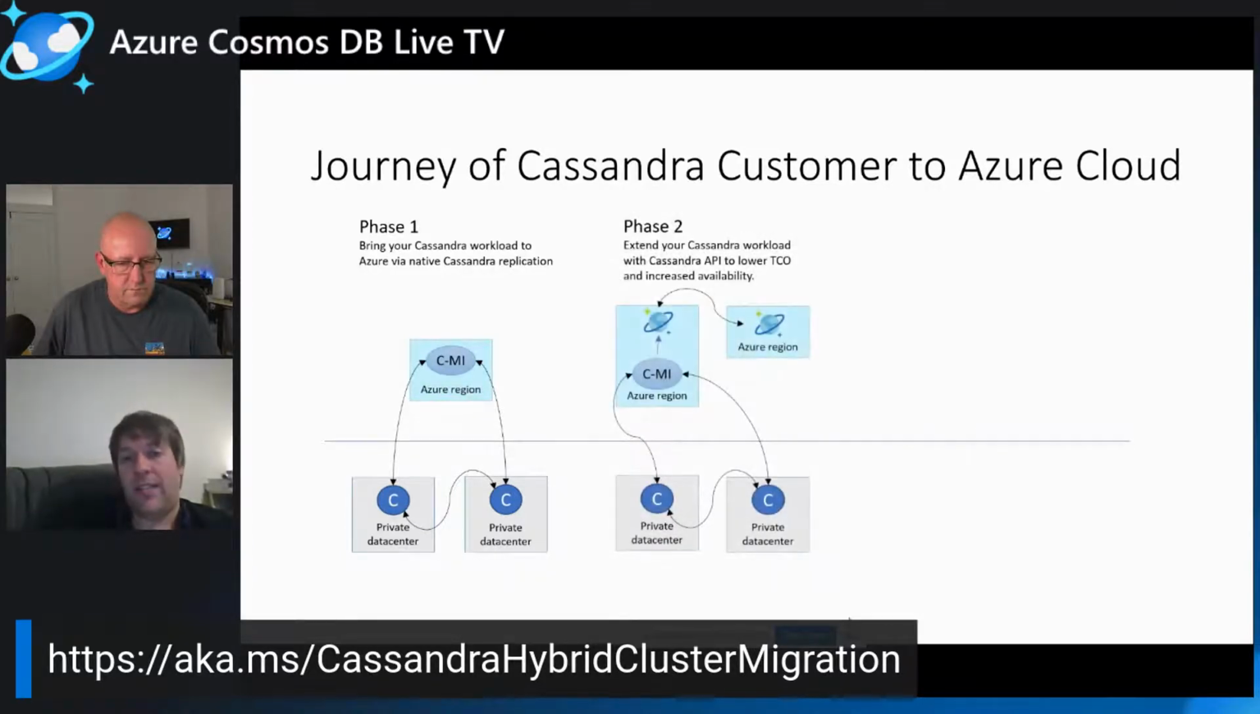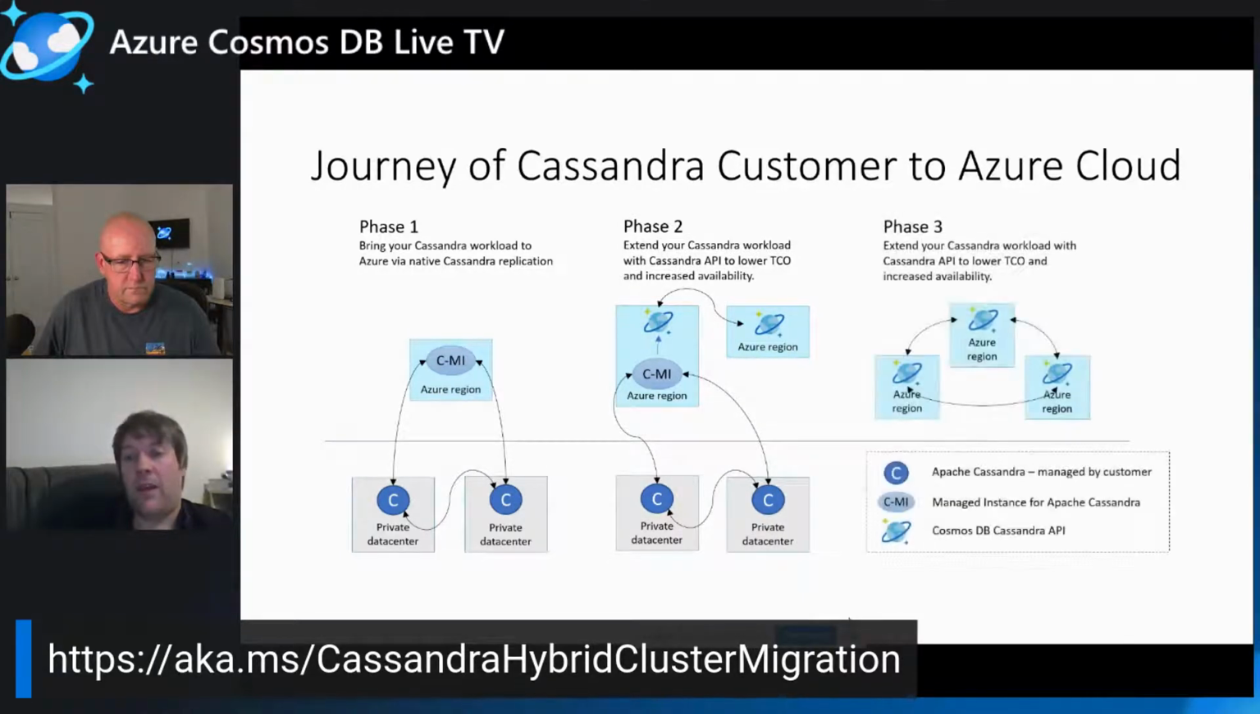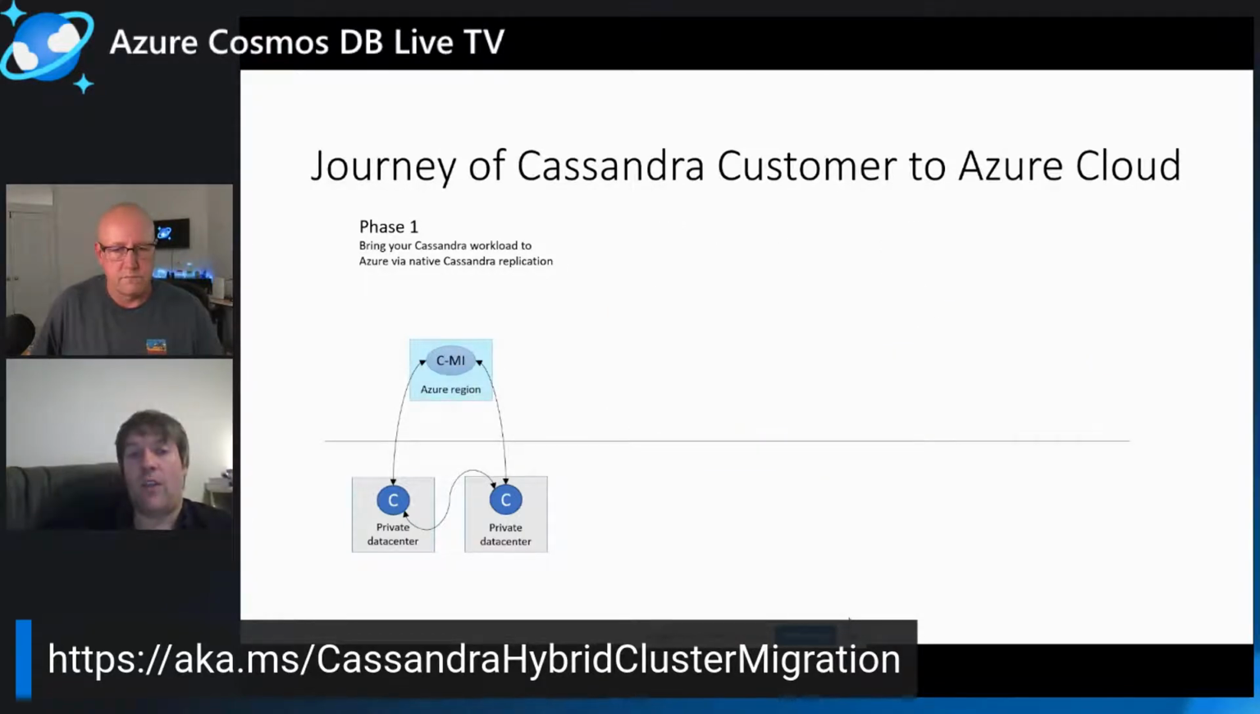And then we see maybe later on they might want to take advantage of Cassandra API, and maybe they'll even migrate fully into Cassandra API. But they don't have to. They could just stay here. It's really up to the customer to decide what they want to do. We haven't built this with a view that everybody's going to eventually decide to use Cassandra API or Cosmos DB. It's really a standalone product.